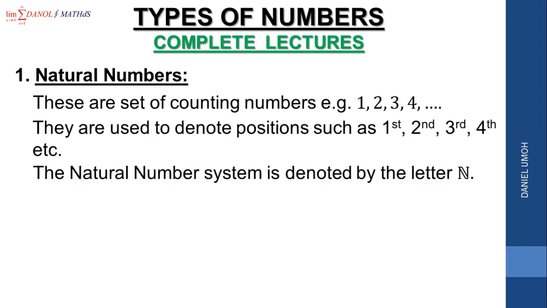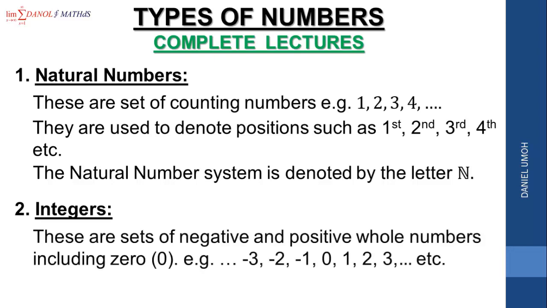After this, another type of number was discovered, and these numbers are called the integers. These integers are the set of negative and positive whole numbers, including 0. Check it very well. In the natural numbers, there was no 0 included. But the integers are the set of negative and positive whole numbers, including 0. Example, minus 3, minus 2, minus 1, 0, 1, 2, 3, 4, and so on.